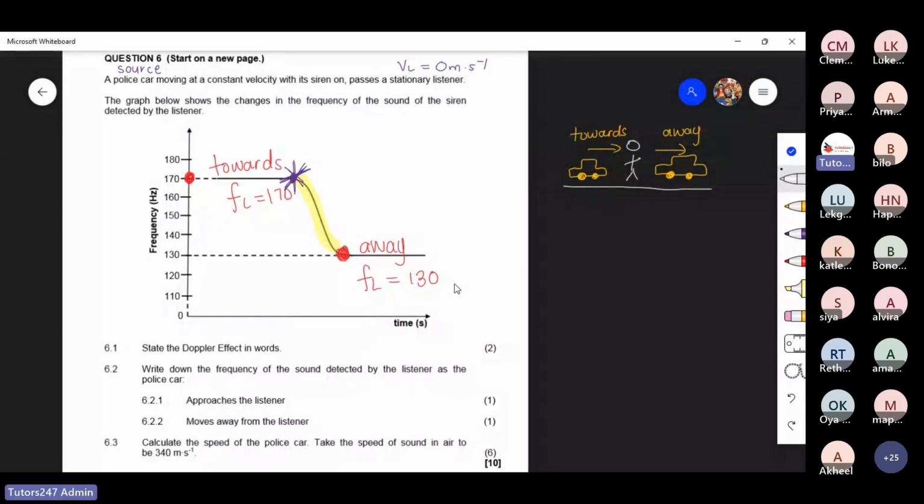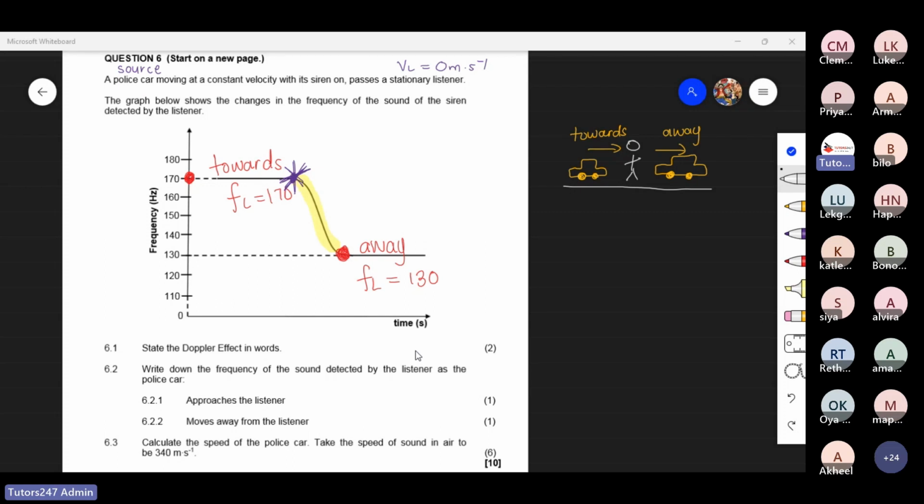Now we've got question 6.2, write down the frequency of the sound detected by the listener as the police car, question 6.2.1, approaches the listener. So that first statement, write down the frequency of the sound detected by the listener. What that means is we need to write down the value of FL, because FL is the frequency of the sound detected by the listener.